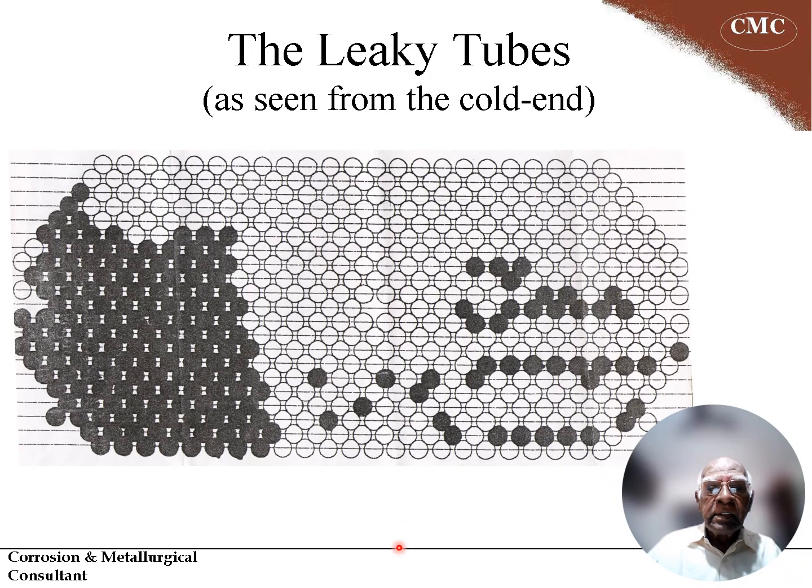In any investigation like this, the position of the leaky tubes is very important. You can see here the leaky tubes are not random. Most of the leaky tubes are here only, except one or two isolated tubes here and there. This means there is some problem in the temperature profile on this left hand side.